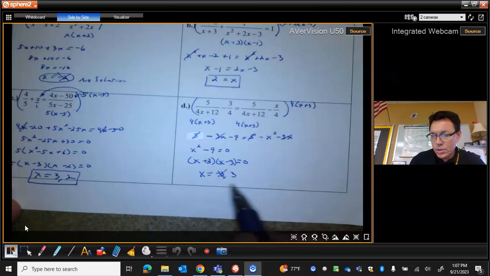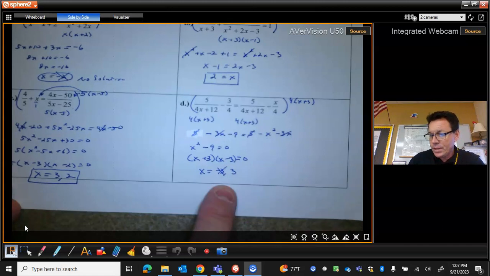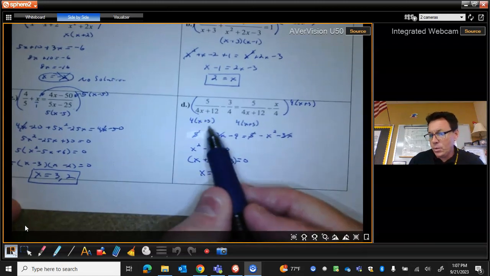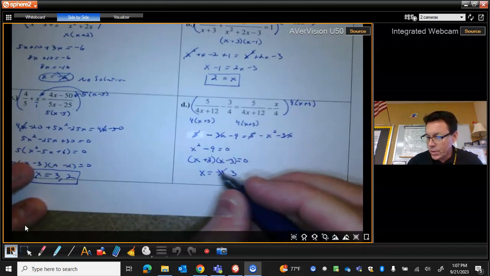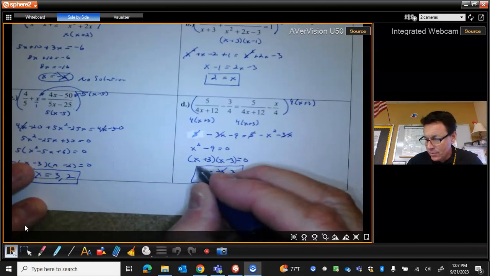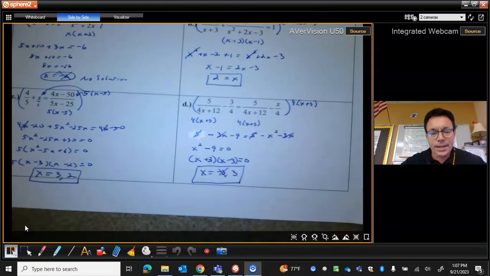So I get 2 solutions, but the negative 3 doesn't work. Okay, that would be one of my restricted values. So for this one, just the positive 3 is the correct answer. Okay, so take a look at your worksheet. Let me know if you got any questions.